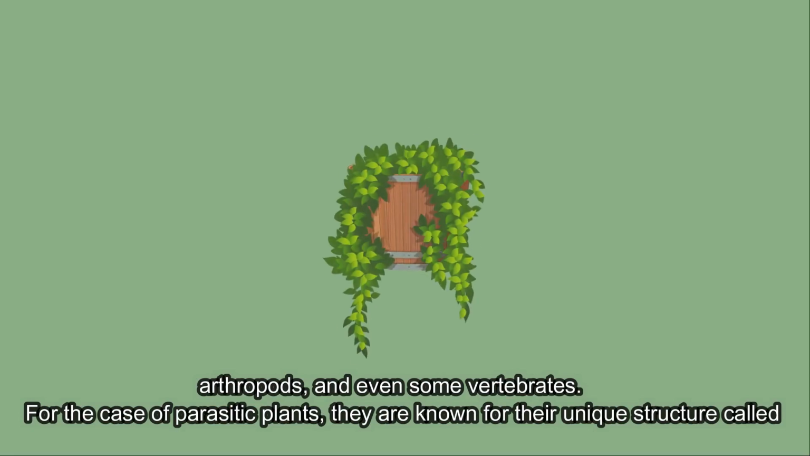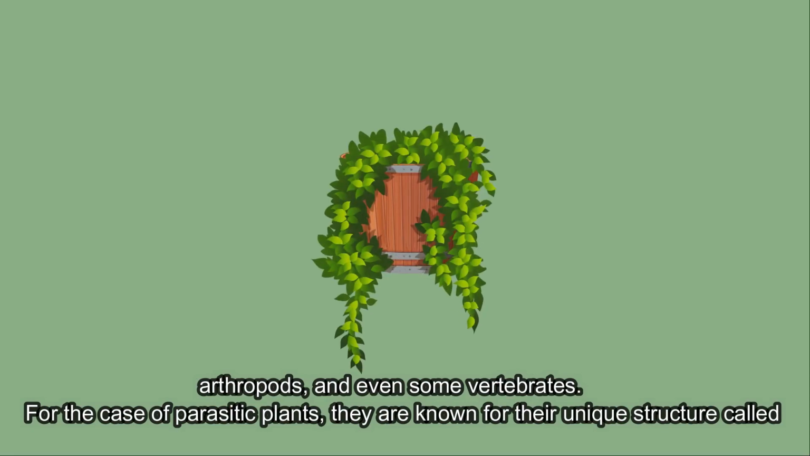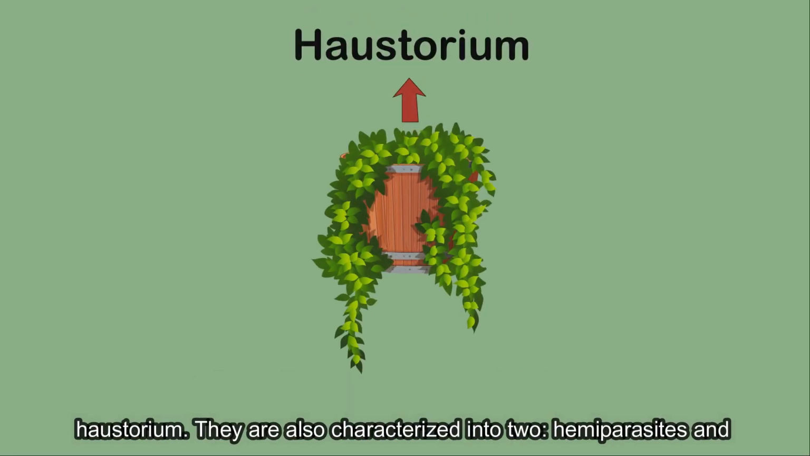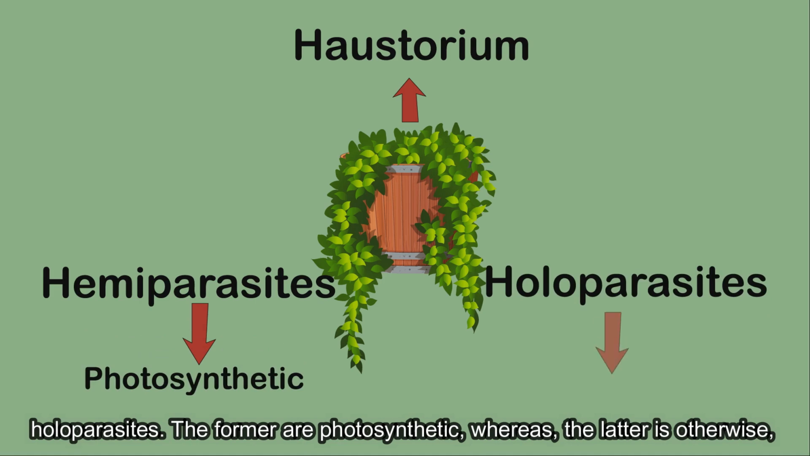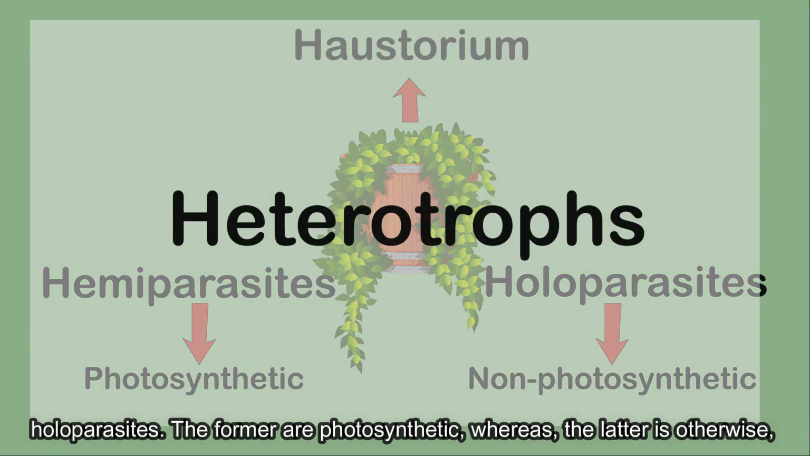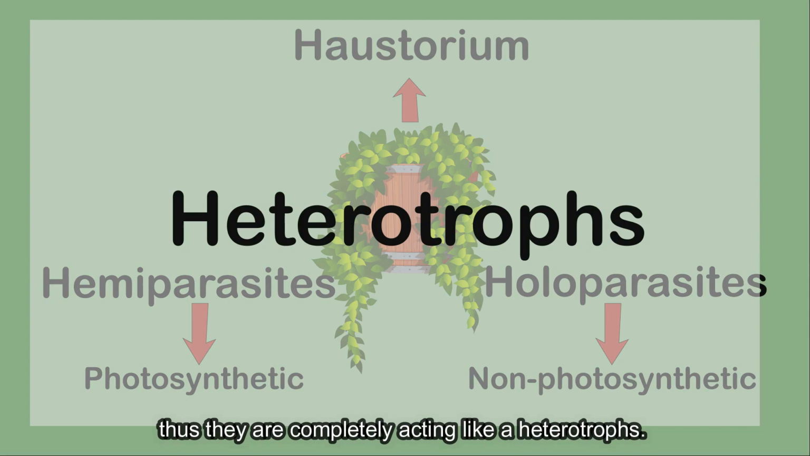In the case of parasitic plants, they are known for their unique structure called haustorium. They are also characterized into two, hemiparasites and holoparasites. The former are photosynthetic, whereas the latter are not. Thus, they act completely like heterotrophs.